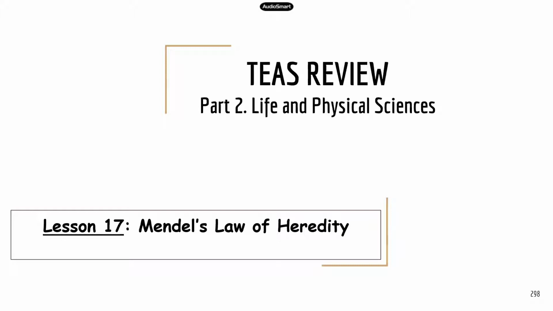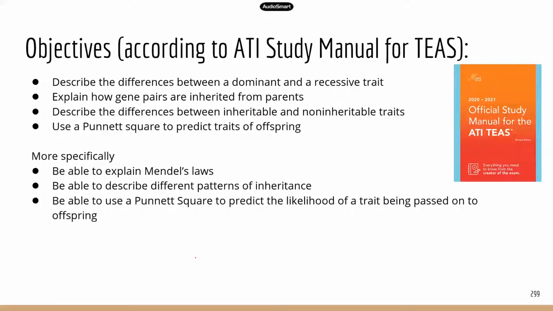Today we'll continue on the genetics aspect, but we're going to look at genetics at the individual level, at the organism level. In particular, we're going to look at how traits are inherited from parents to the offspring following Mendel's laws of heredity. These are the objectives from the official study manual, and we're going to cover all these points. For example, you need to know the differences between a dominant and a recessive trait.